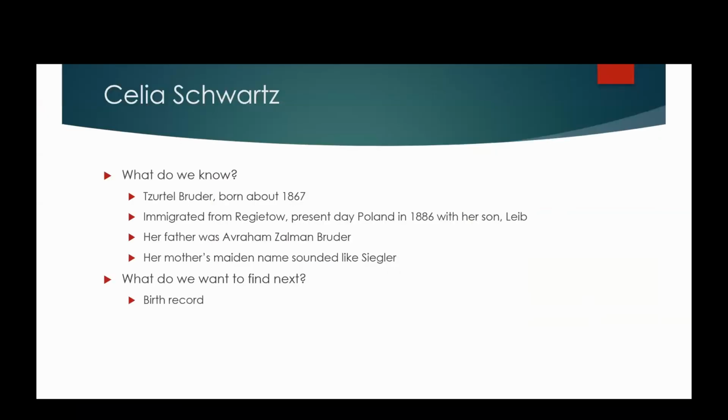So now we know that Sertle Bruder was probably her name. She was born about 1867. She immigrated from Regiatov, which is present-day Poland, in 1886 with her son Labe. Her father was Abraham Zalman Bruder. Her mother's name sounded something like Sigler. So now let's go in and try to find her birth record.